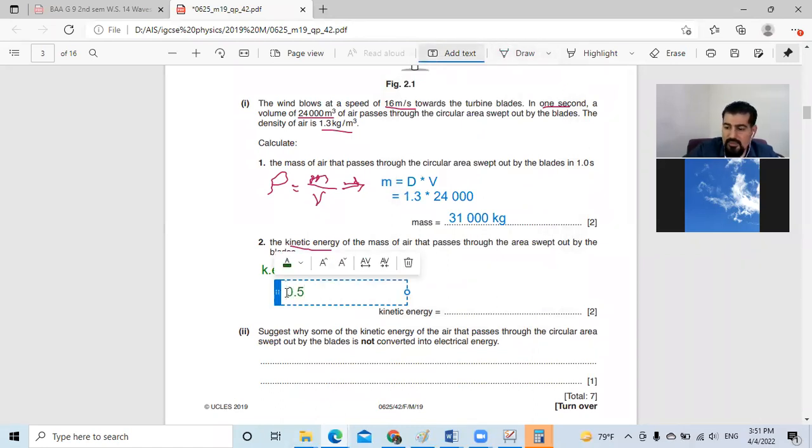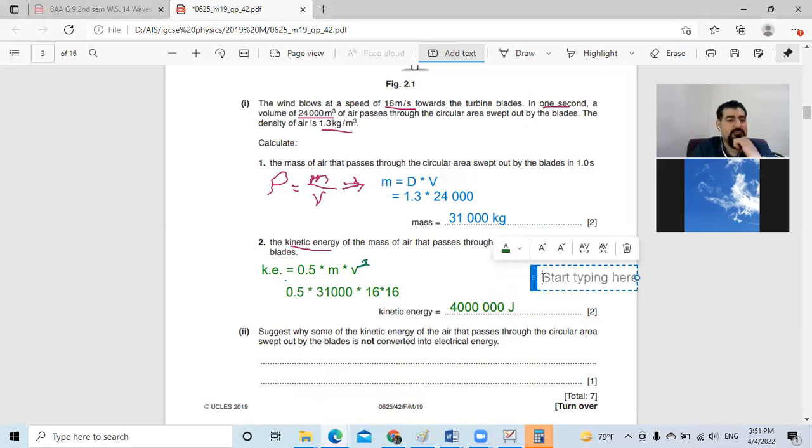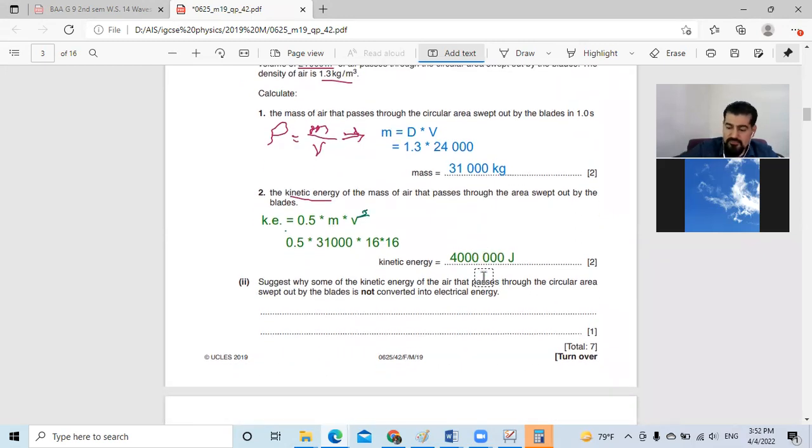Half multiplied by the mass that we just found, 31,000, multiplied by what? 16 times another 16, or 16 squared. And by using the calculator, it will be 4 million joules. Or you can write it 4 times 10 to the power of what? Times 10 to the power of 6. Good so far? Any question?